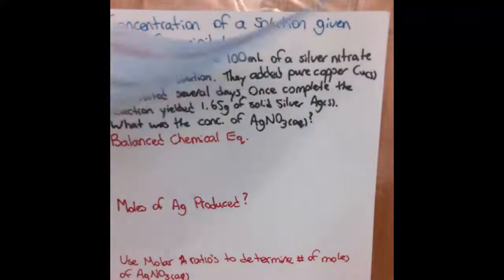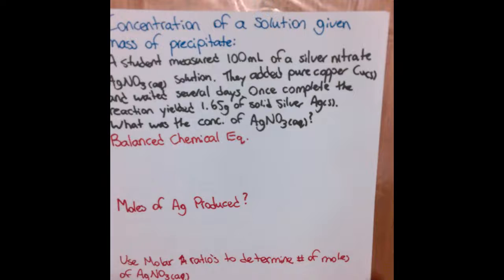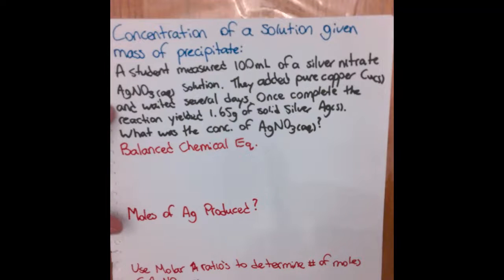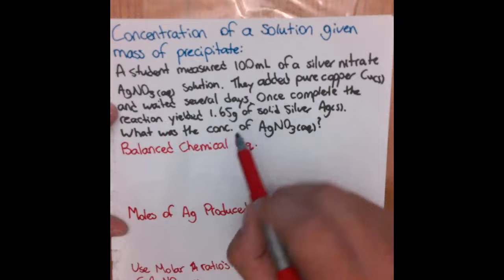We'll get into our first question here. A lot of these questions are written out and involve quite a bit of words. So a really important thing that I like to do, especially when going through one of these questions because there is a lot going on, is underline or highlight the things that we think we'll need to use. So a student measured 100 milliliters.